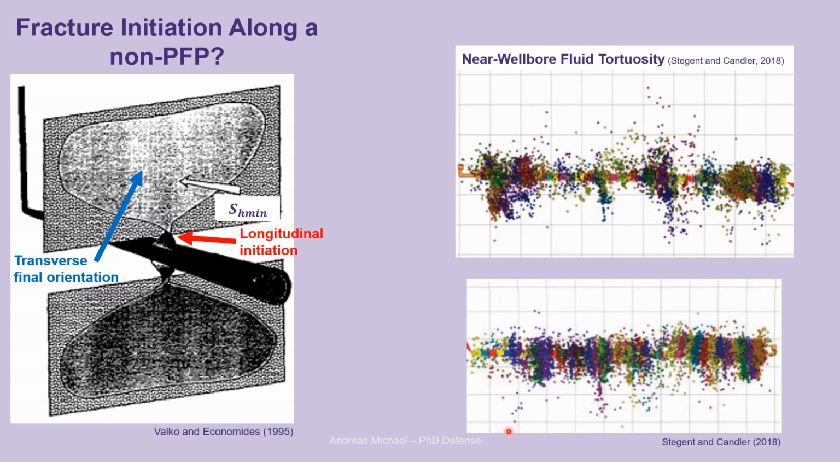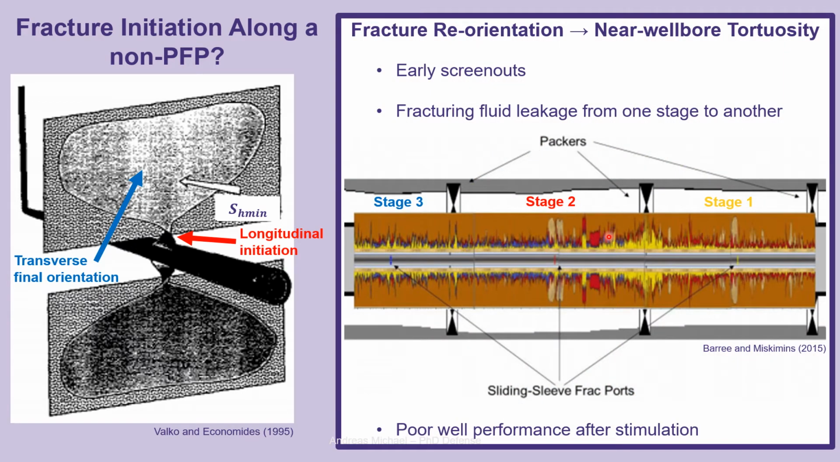As a result, fractures initiated along a non-PFP orientation, for instance longitudinal fractures initiated from a well drilled parallel to SH min, will either terminate prematurely or be forced to reorient to align with the PFP, which for this well trajectory is transverse to the wellbore. This generates tortuosity in the near wellbore region, which can have significant completion-related consequences, such as early screenouts and fracturing fluid leakage along the well, as we see in this microseismic schematic here. This yields production-related inefficiencies, such as poor well performance following stimulation, adversely impacting the net present value of the project.